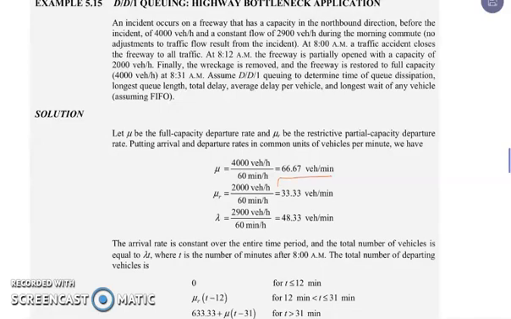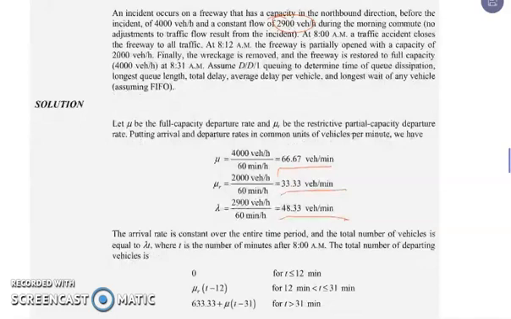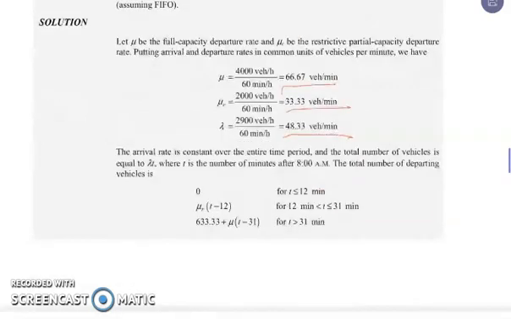Then mu sub r is the partial capacity departure rate. During the incident, the freeway was partially opened, so it has a capacity of 2,000 vehicles per hour. Converting this to minutes, we divide by 60 and get 33.33 vehicles per minute. For our lambda, the average arrival rate, we have 2,900 vehicles per hour. Dividing by 60, we get a value of 48.33 vehicles per minute. This means the arrival rate is constant over the entire period, and the total number of vehicles is equal to lambda times t.